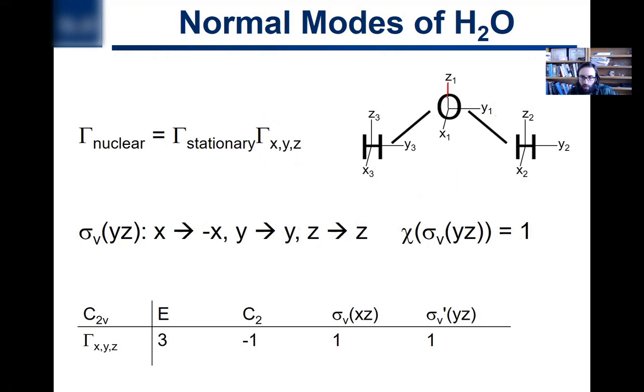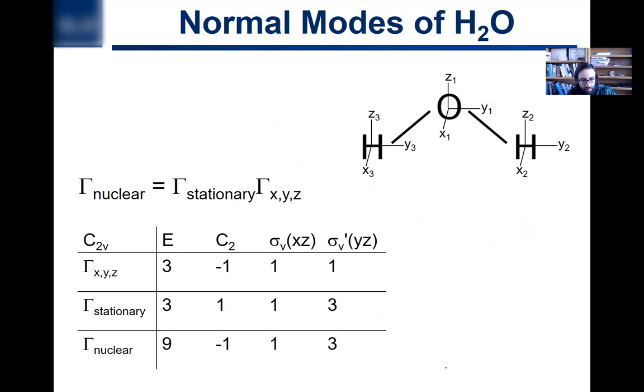Now we have the YZ plane. YZ plane, very similar to the XZ plane, but now it's the X vector that moves. Things in the front go to the back. Things in the back go to the front. So X is going to go to negative X. Y is in the YZ plane, so it doesn't move. Y goes to Y. And Z is in the YZ plane, so it doesn't move. Z goes to Z. So we have a negative 1, a 1, and a 1. Add those up together, we get a 1. And there's our gamma XYZ.